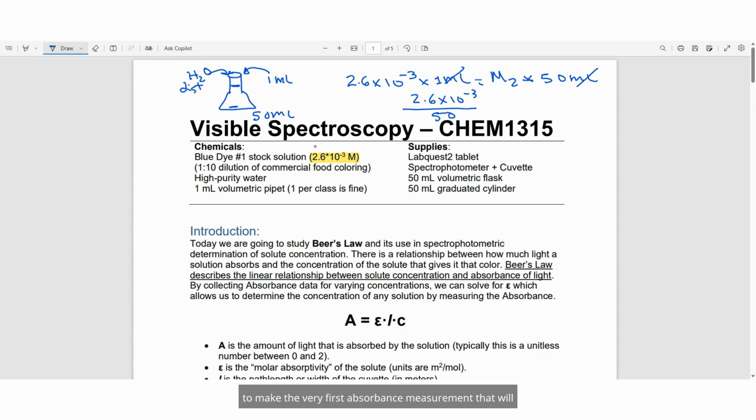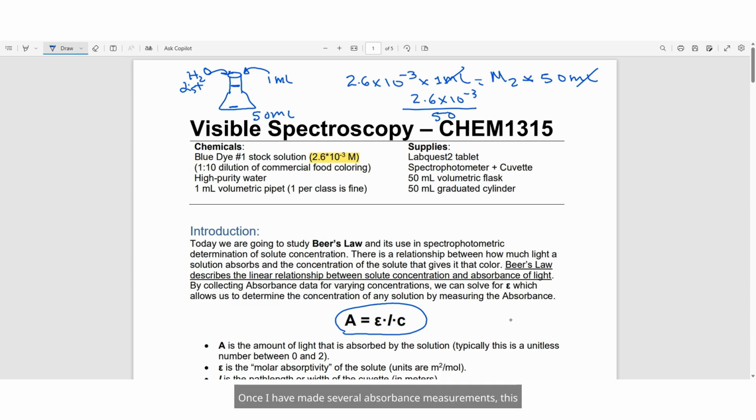In order to make the very first absorbance measurement that will be carried out during this part of the laboratory experiment, this formula that you see here is very important, because it will allow us to accurately calculate the concentration of the Windex, the mouthwash, and the Gatorade.